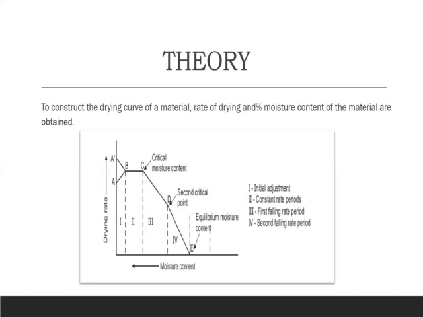The next phase will be the first falling rate period, which is from C to D. This period is also referred to as the period of unsaturated surface drying. During this period, the rate of vaporization is insufficient to saturate the air in contact with the surface.